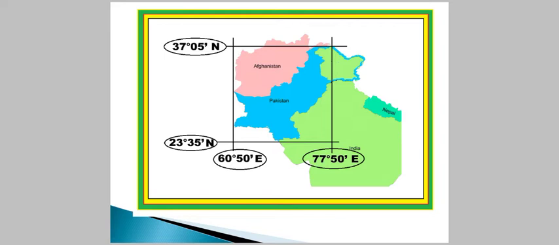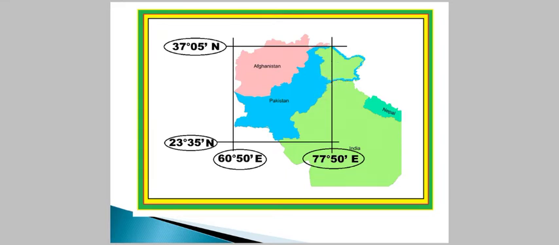Now coming toward the longitudinal extent of Pakistan, since we are located in the east of the prime meridian, therefore we will start from this area. This area is known as Koh-e-Malik Siah, or the tri-junction of Pakistan, Afghanistan and Iran. Here the longitude is 60 degrees and 50 minutes east, and the longitudinal extent of Pakistan starts here.